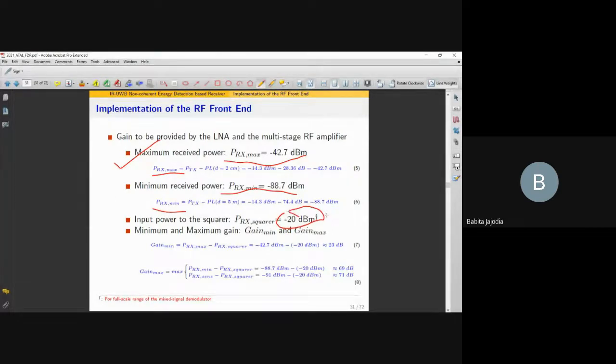That's why we need to increase the gain. Based on this maximum and minimum received power, we can find out what gain is required. So we found that the minimum required gain is 23 dB, and the maximum gain, when you take the minimum power into consideration, is 69 dB. But please note it down, we need to take the sensitivity into picture as well. What is the minimum allowed? It came as 71. So we should design the gain to be 71 dB as a maximum and 23 dB as a minimum.